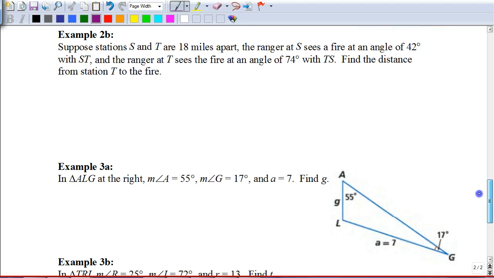Now you're not always going to be given a diagram, so you need to make sure you know how to draw out the diagram if you need to. So here it says stations S and T are 18 miles apart.